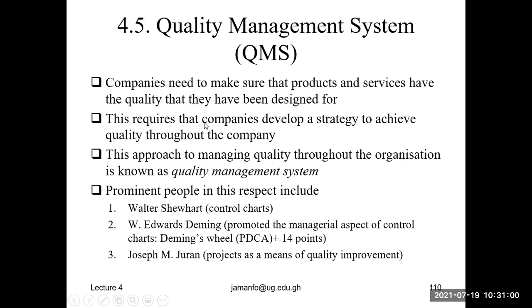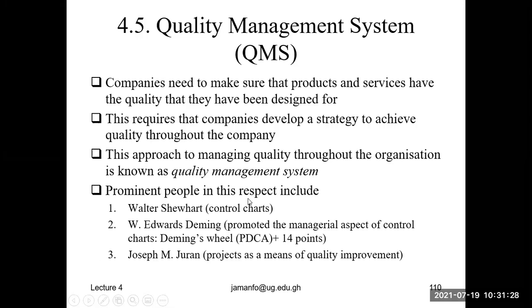So companies need to make sure that products and services have the quality that they have been designed for. This requires that companies develop a strategy to achieve quality throughout the company. This approach to managing quality throughout the organization is known as the quality management system. So the arrangement you put in place, the systems you put in place within the entire organization to ensure that we are consistently meeting the quality expectations of the customer is what we refer to as the quality management system.